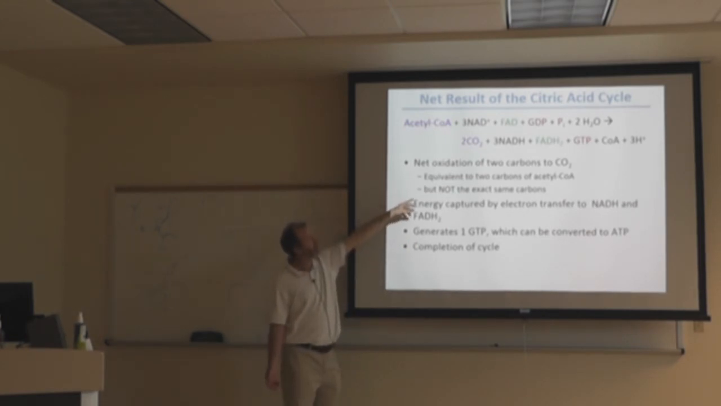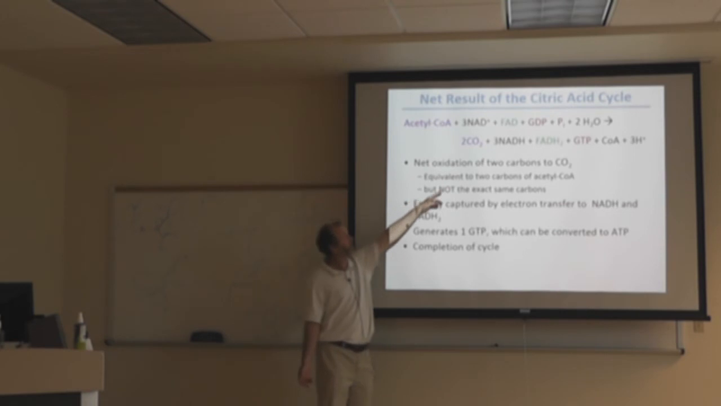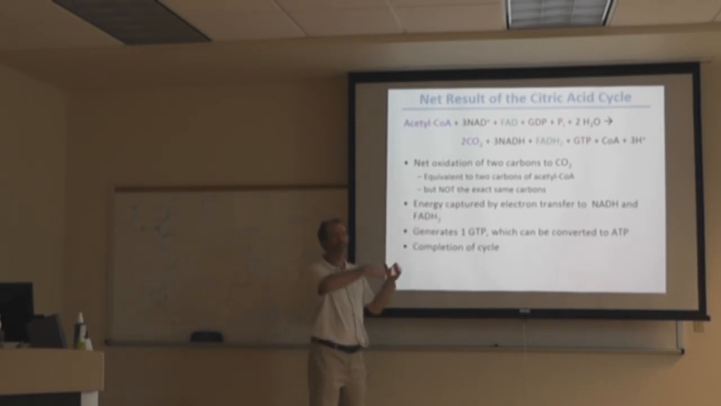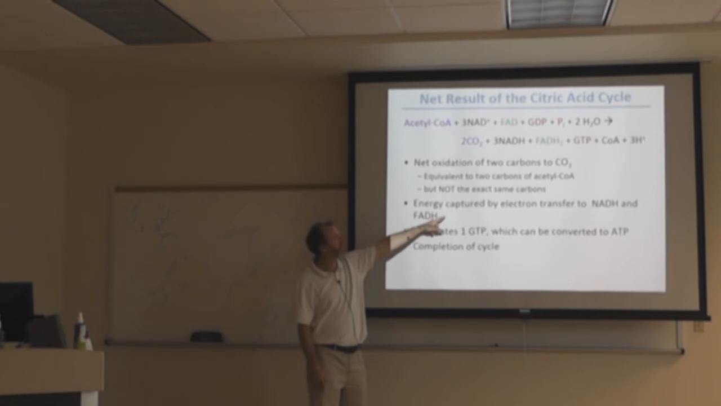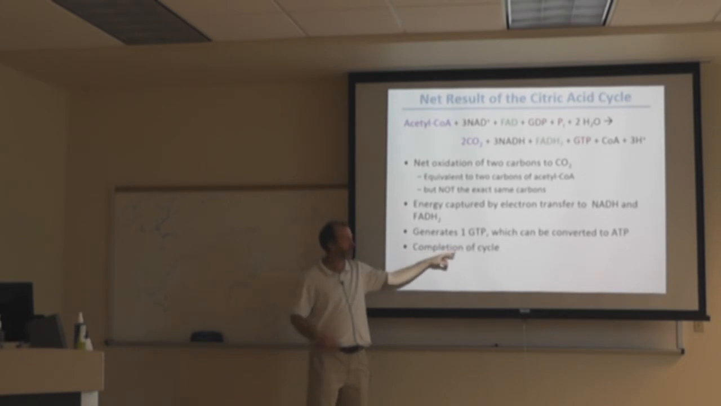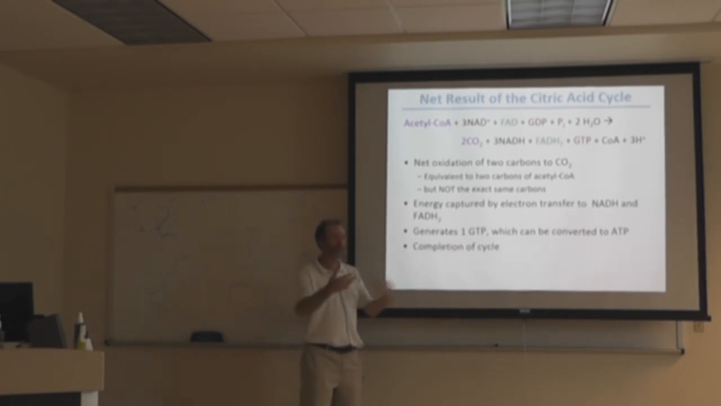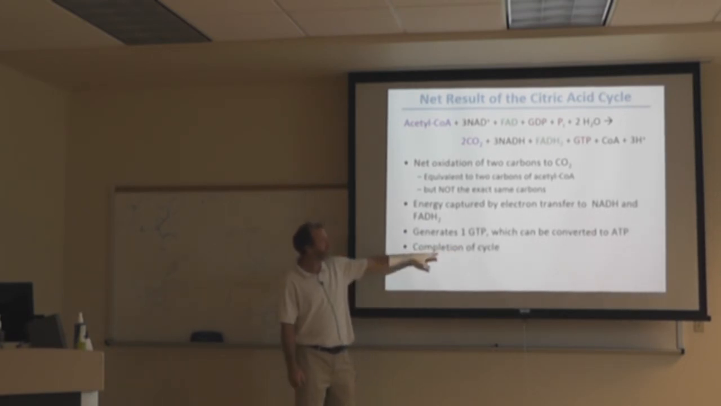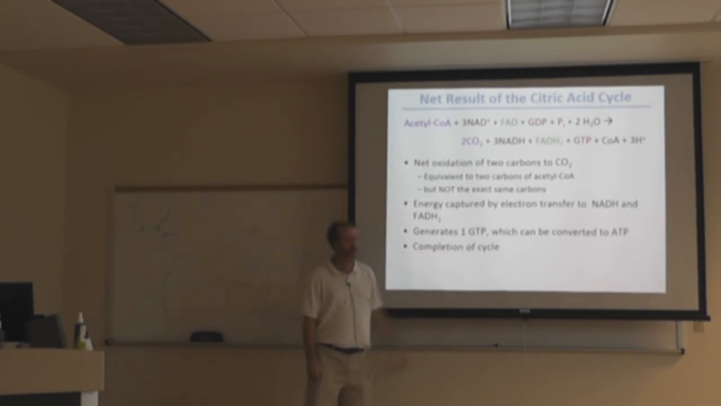Next, oxidation of 2 carbons to carbon dioxide, equivalent to 2 carbons of acetyl-CoA, but not the exact carbons that entered the cycle. They had entered the cycle previously. Energy is captured by the electron transfer to NADH and FADH2. We generate 1 GTP, which can be converted to ATP, because they're basically equal in energy. And then you get completion of that cycle.